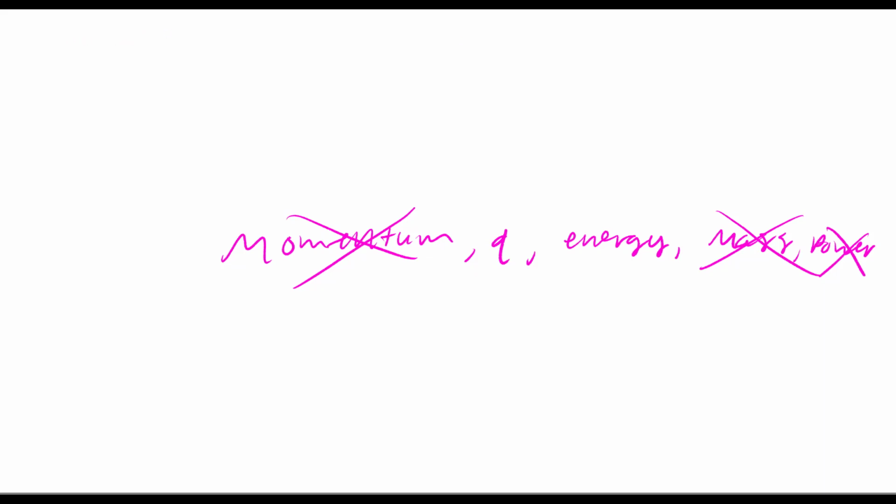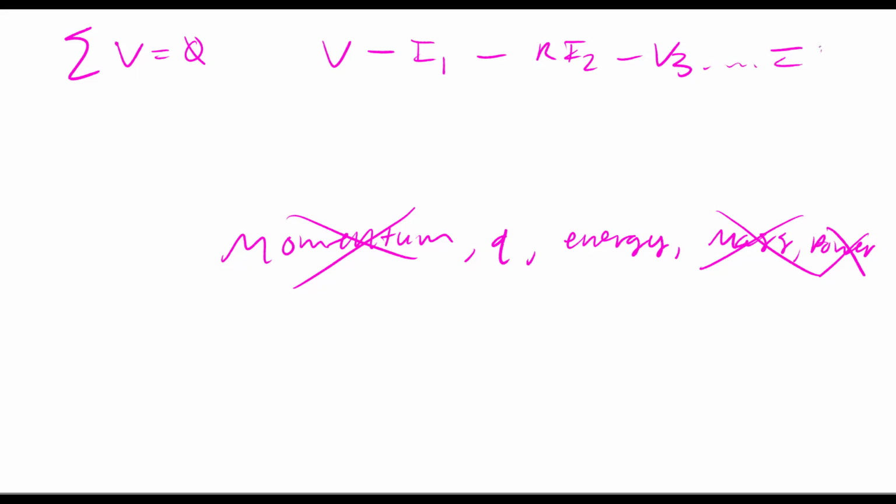So the loop rule states that the voltages have to be equal to 0. So like V minus I1R1 minus I2R2 minus I3R3, whatever, etc. They have to be equal to 0, right? And so we can say that the loop rule actually measures the charge, which is, I know it's a bad way to say it, but it's like V.